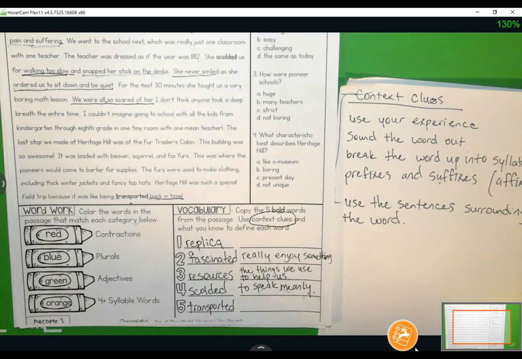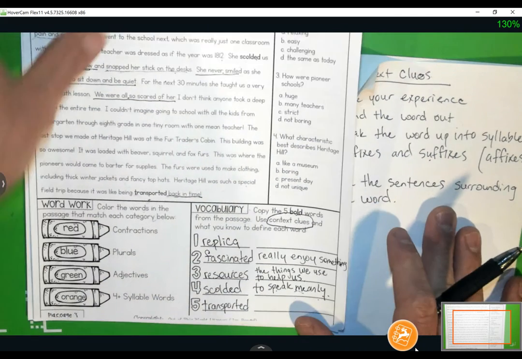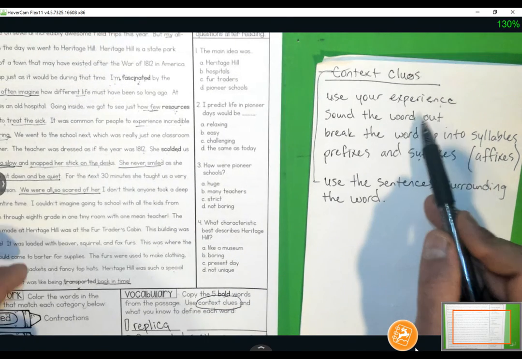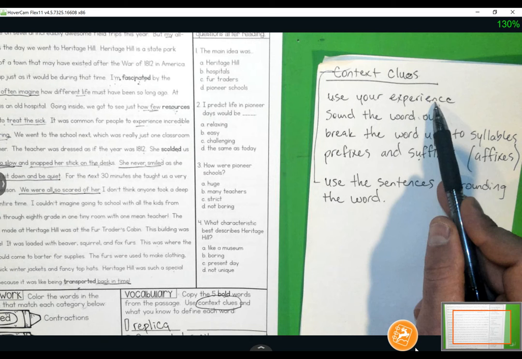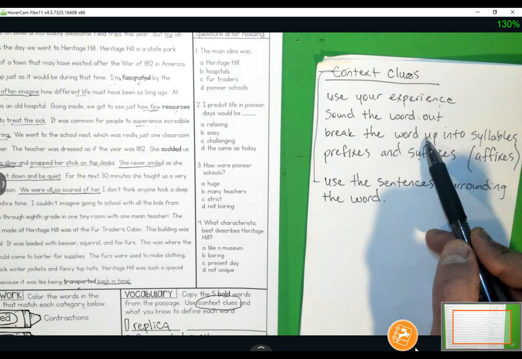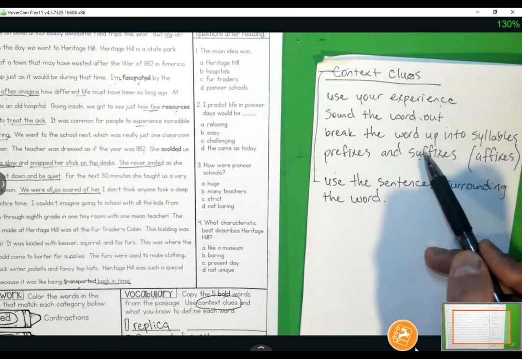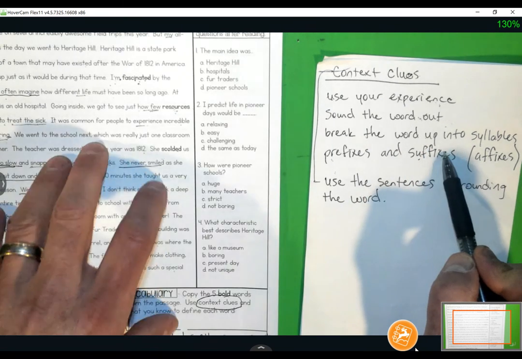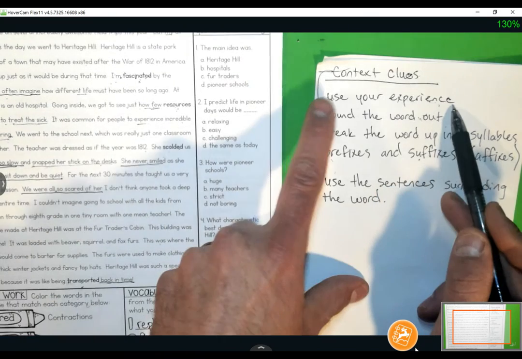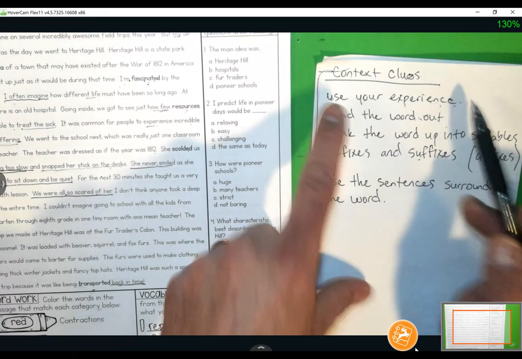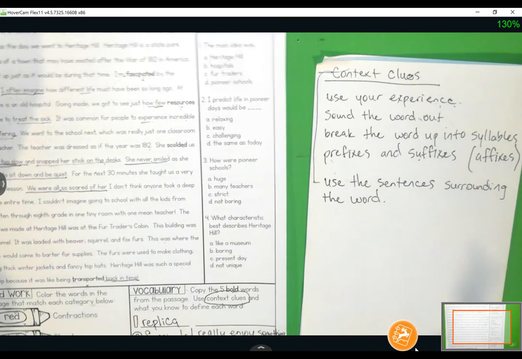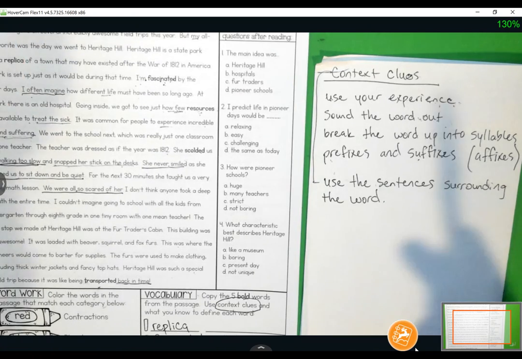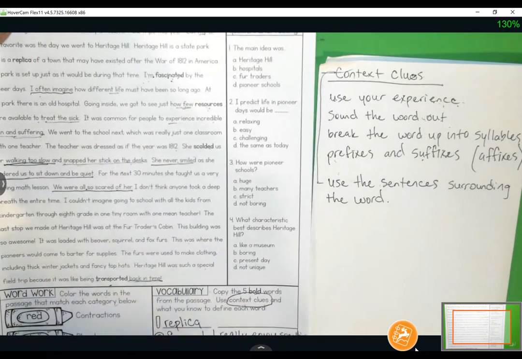So, context clues, right? Jot down these little notes right here. You got to use a little bit of your experience. Think about it. Sound that word out. Then you can start to use your experience. Break the word up into syllables once you've sounded the word out. Locate those prefixes and suffixes. Can you add a different prefix or suffix to the word to change it a little bit that might help jog your memory for what experiences you actually do have with those words? And then you have used the sentences surrounding the word, and obviously the sentence that contains the word itself.